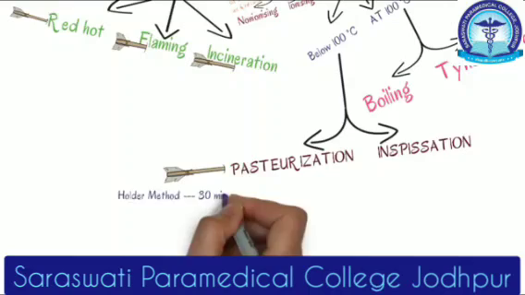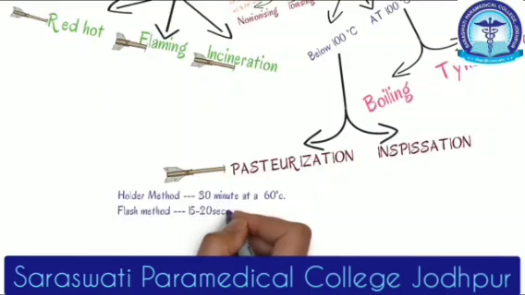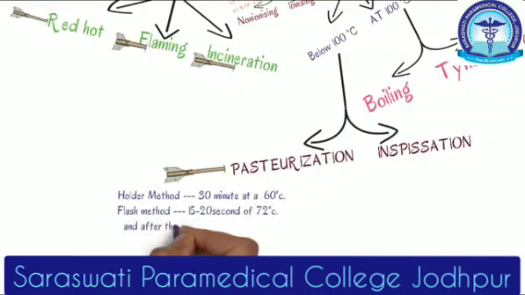In the holder method, we hold for 30 minutes at 60 degrees Celsius. In the flash method, we give just a flash of 5 to 20 seconds at 70 degrees Celsius. After it, we give quick cooling to 30 degrees Celsius. Pasteurization is mainly for milk and wine, which may be degraded at high temperature.